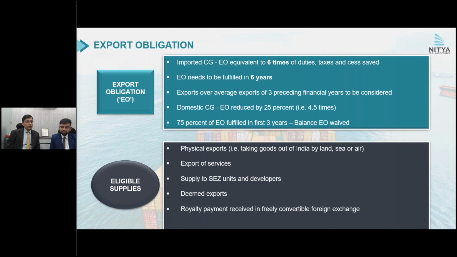Royalty payment received in freely convertible foreign exchange. And R&D services payment received in foreign exchange. Here 2 categories are very relevant, which we often see clients missing: supplies to SEZ and deemed exports. So if your company is making supplies for these 2 categories, you can clearly reckon those supplies towards fulfillment of export obligation.